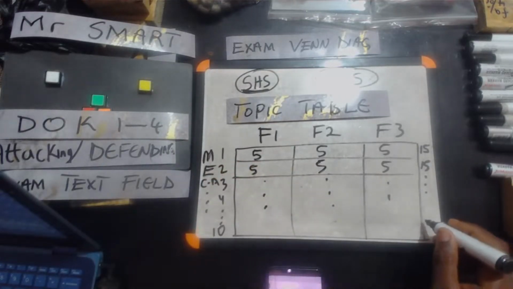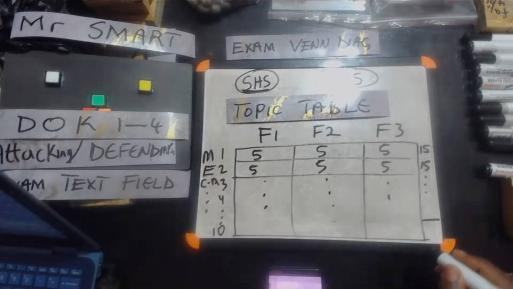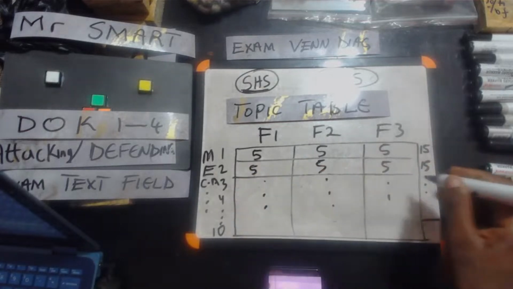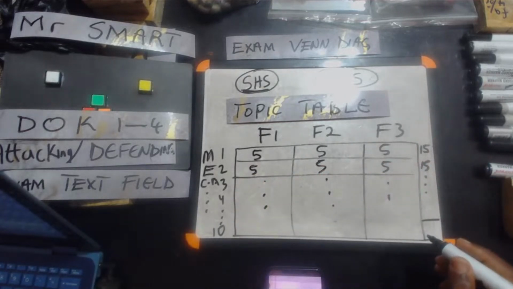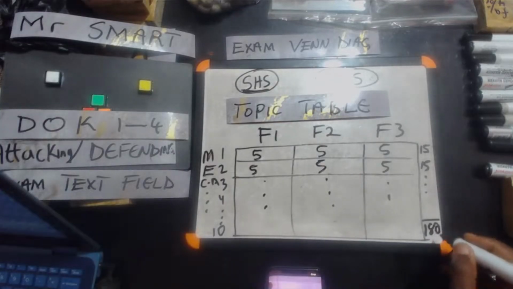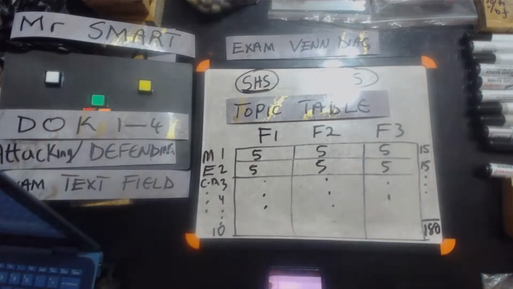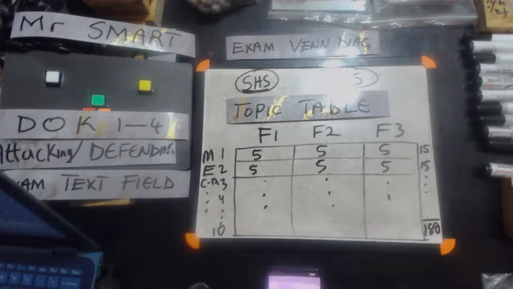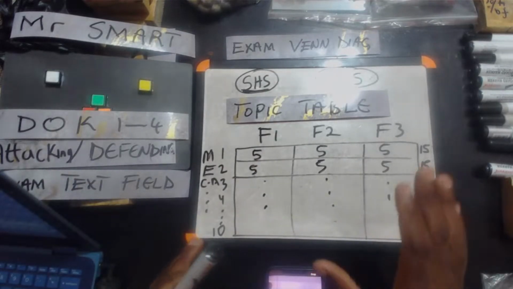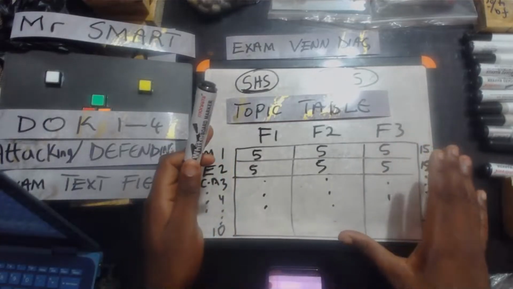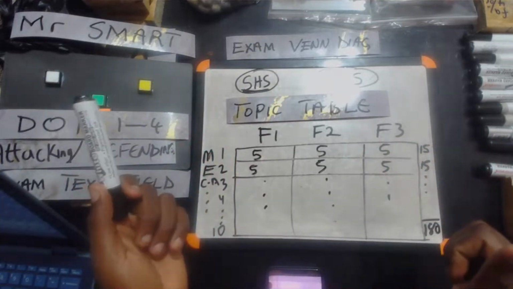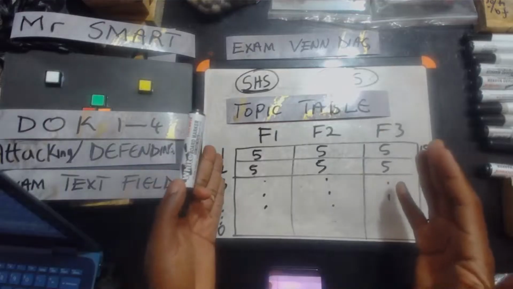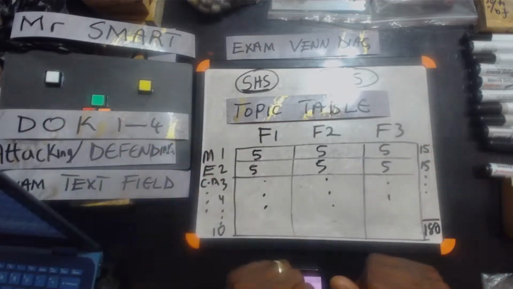So what we want to do is know the total number after adding all the topics. It came out that there are about 180 topics to cover through Form 1 to Form 3. So this is the topic table. Construct a topic table when coming to class, and then we're going to utilize it in exam strategizing.